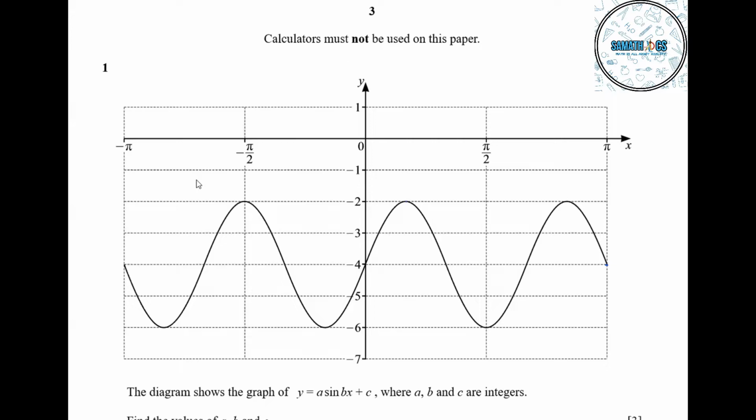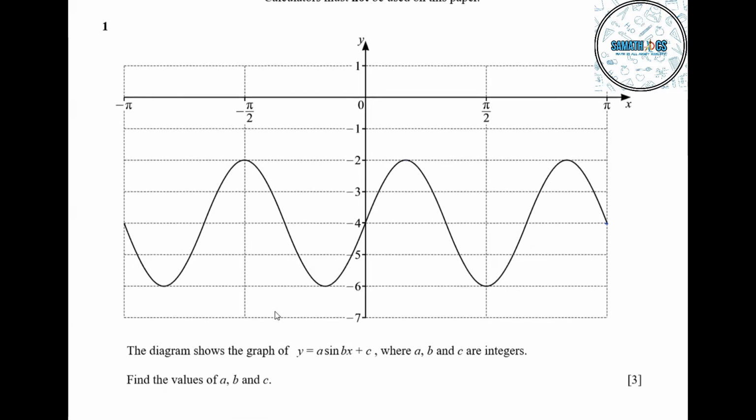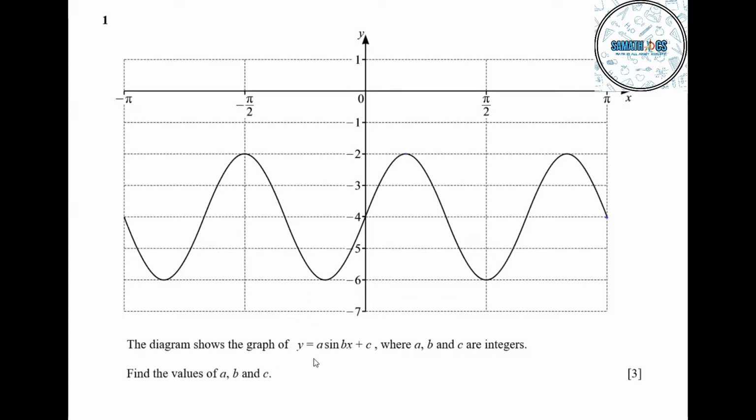Question number 1 is related to trigonometry. It says that the diagram shows the graph of y is equal to a sine bx plus c, where a, b, and c are integers. Find the values of a, b, and c.